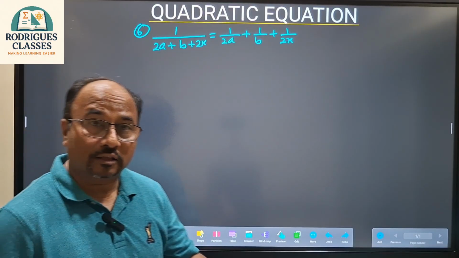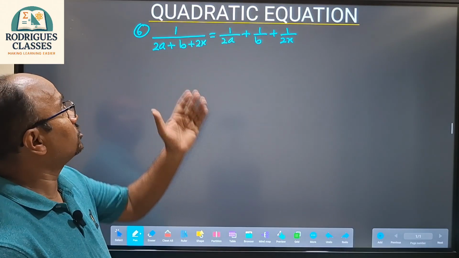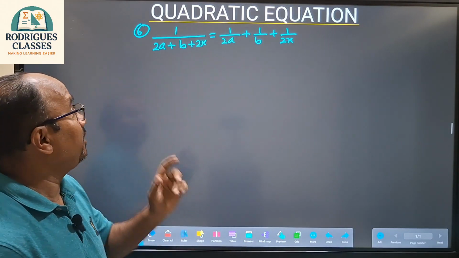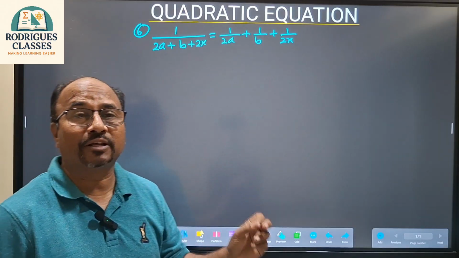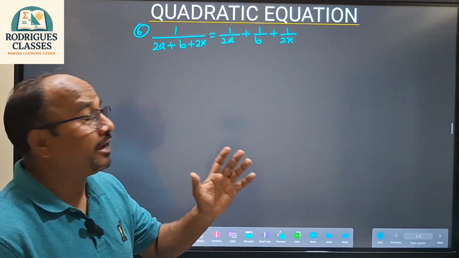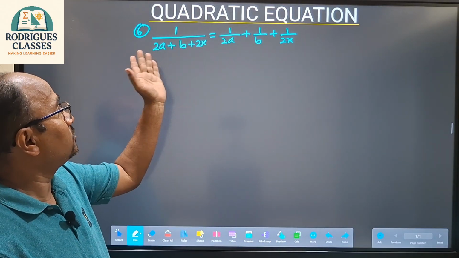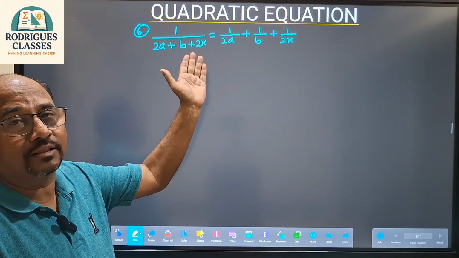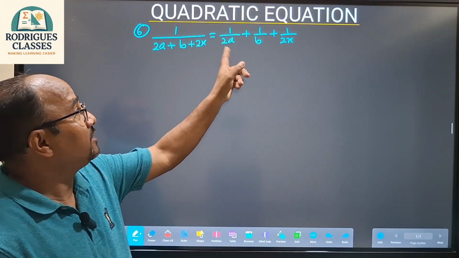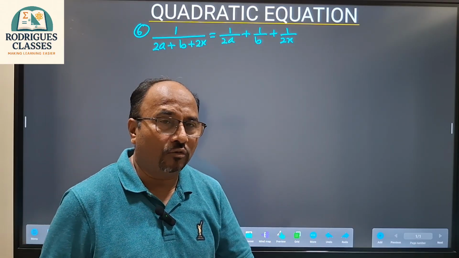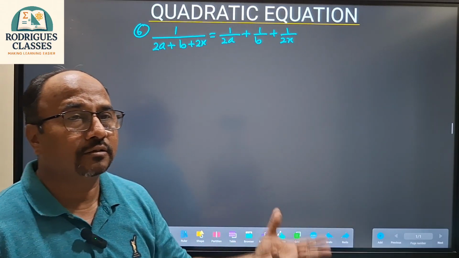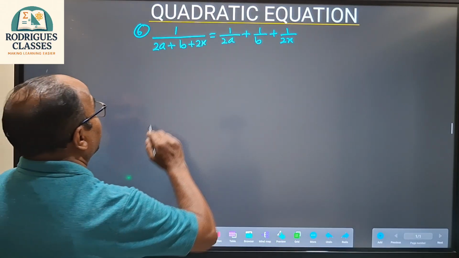Coming up to another different type of sum, the question is like this: 1 by 2a plus b plus 2x equals to 1 by 2a plus 1 by b plus 1 by 2x. You can see what is in the denominator completely in the LHS part is written separately in the RHS part. So how to solve it? Let us see the solution of it.